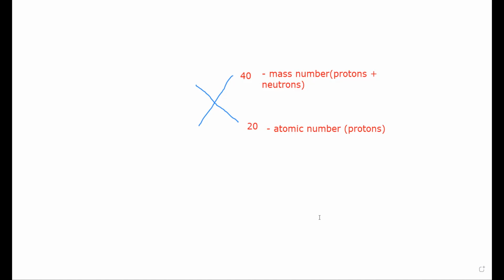The atomic number tells you the number of protons in an atom. The number of electrons in a neutral atom is the same as the atomic number, right? Once your atom is not electrically charged, the number of electrons is the same as the atomic number, right? So atomic number is the same as number of electrons in a neutral atom.